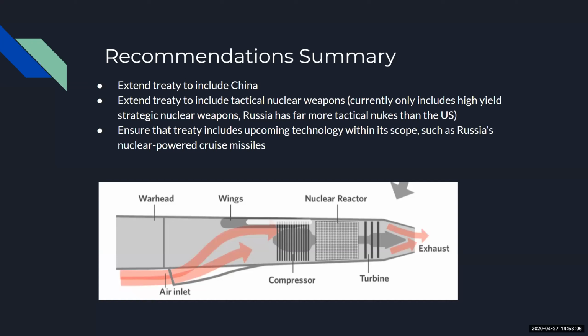A big motivator behind this is an imbalance in tactical weapon arsenals amongst the countries, or that might also be an obstacle to implementing that. And then the third recommendation is to ensure the treaty includes new technology, especially when looking at Russia's modernization efforts.